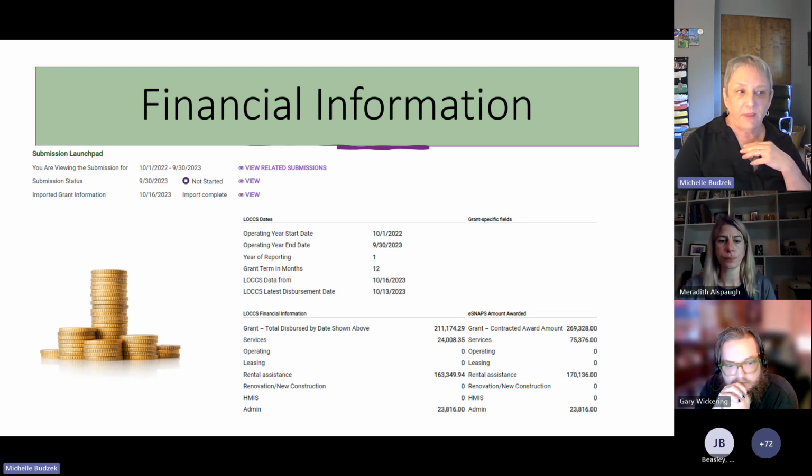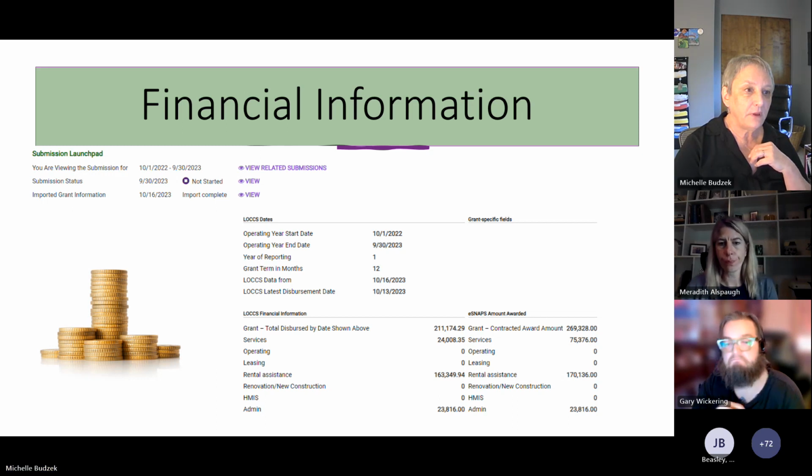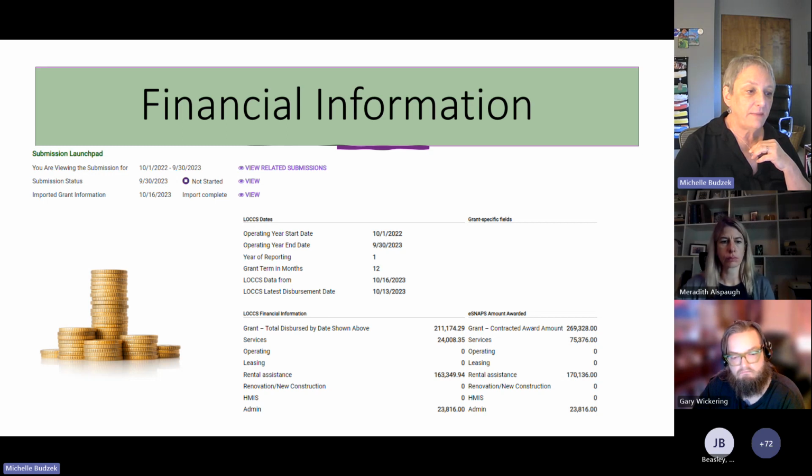So the financial information form, just so you know, on the submission launchpad, there's a summary of the lock straw and a summary of the award amounts. If you don't know how much your grant is, or you don't know where you are in the lock straws, that's showing on your page, the submission launchpad page 2 at the beginning of the report.